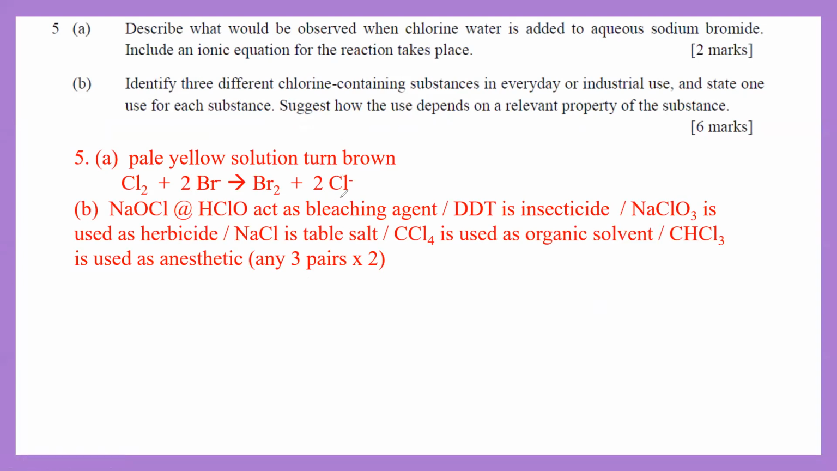Try your best to write as fully as you can. The bleaching is due to the presence of the OCl minus. DDT is an insecticide because it contains a high percentage of chlorine, and NaClO3 is used as a herbicide also because of the same reason. NaCl is a table salt because it is neutral. CCl4 is an organic solvent because it is what we so call a non-polar molecule.